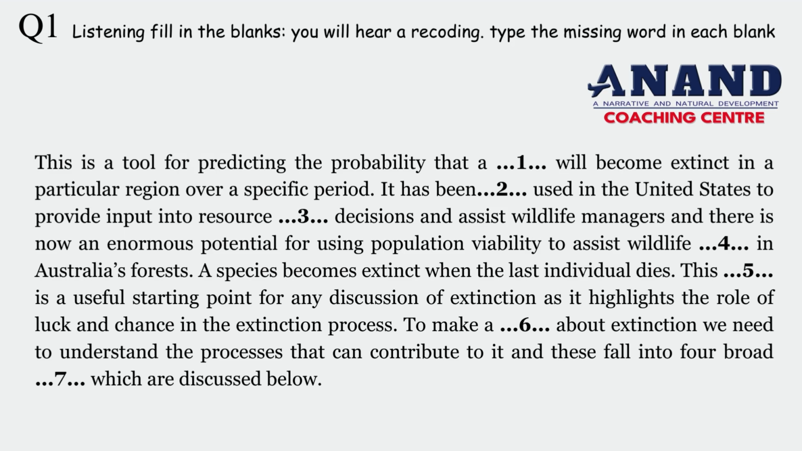A species becomes extinct when the last individual dies. This observation is a useful starting point for any discussion of extinction as it highlights the role of luck and chance in the extinction process. To make a prediction about extinction, we need to understand the processes that can contribute to it, and these fall into four broad categories, which are discussed below.